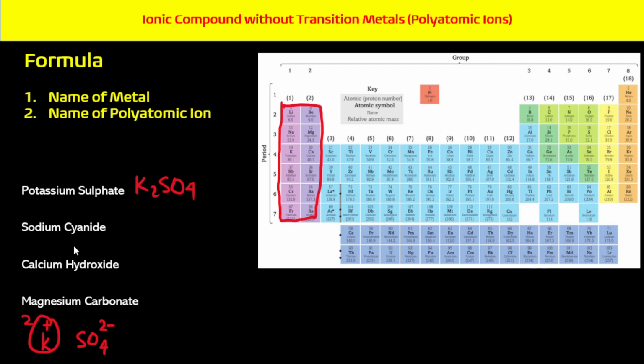Sodium cyanide. Sodium is in group 1, so this is simply Na+. Cyanide is CN-. So you don't need to multiply anything, you just simply write NaCN.